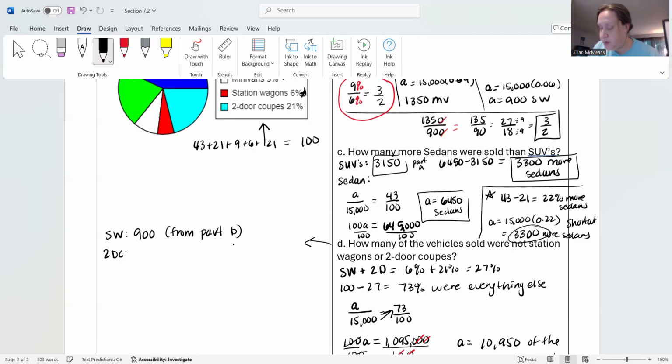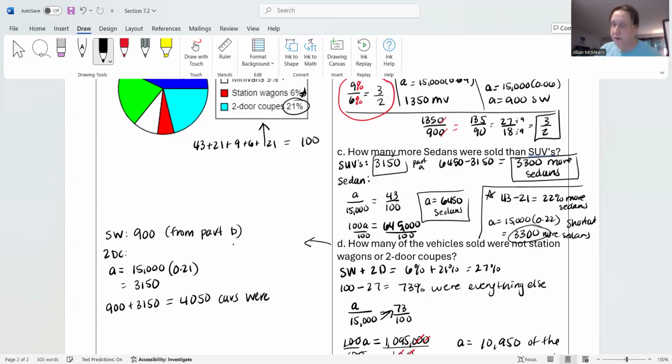Now, for the two-door coupes, we have to do a little work. We don't know how many two-door coupes were sold, so we're going to say that the amount equals 15,000 times whatever percentage. We have that two-door coupes represented 21% of the cars sold, so 0.21. And I'm just going to use my handheld here again. So 15,000 times 0.21 is 3,150. So we would take 900 plus 3,150, and we get 4,050. So 4,050 of the 15,000 cars were station wagons and two-door coupes.